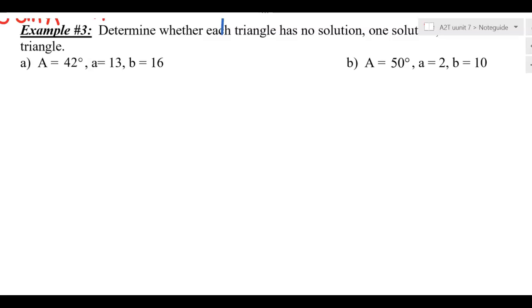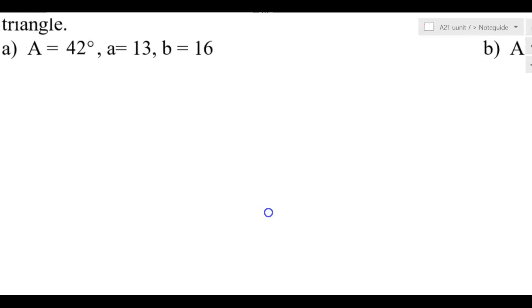Example 3 in your note guide, part A, it just says to solve the triangle. So we're going to focus right there, just on this info. There it is. Okay.